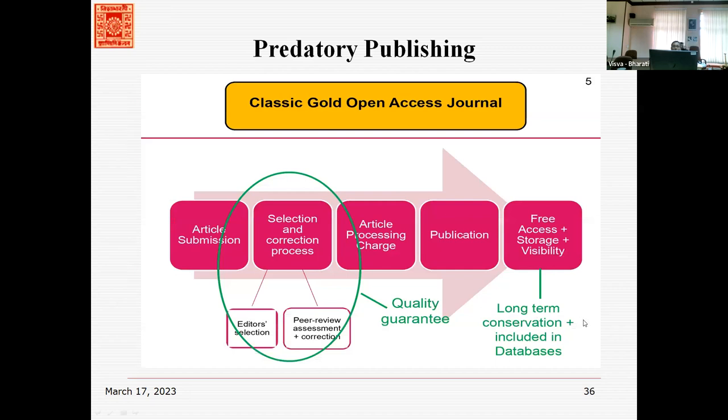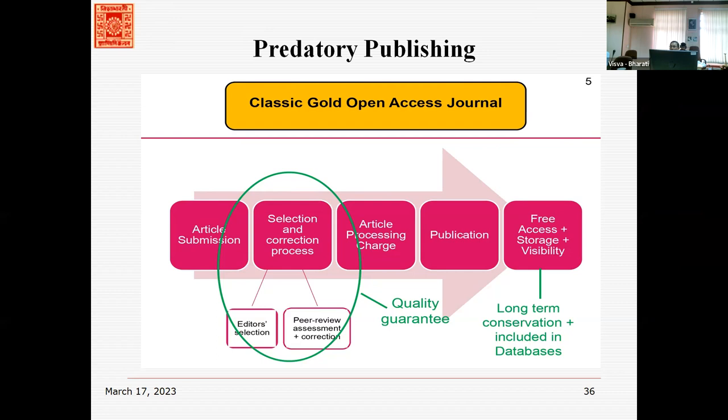Now you see, yesterday I talked about the gold open access journal, how we can publish in a gold access route open journal. So now, what is the standard procedure to publish in a good, peer reviewed journal? What is the procedure? First, we have to submit the article manuscript to a good, reputed journal.